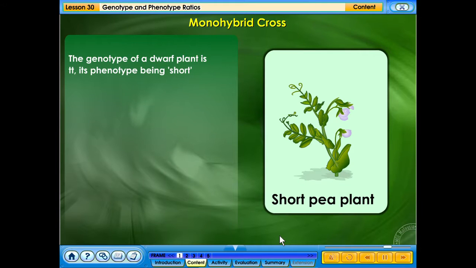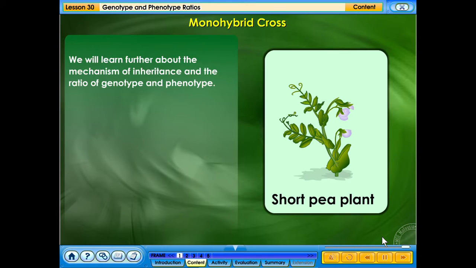The gene for dwarf pea plant, small t, is recessive. The genotype of a dwarf pea plant is small t small t. Phenotype is also a trait of a dwarf pea plant. We will learn further about the mechanism of inheritance and the ratio of genotype and phenotype.